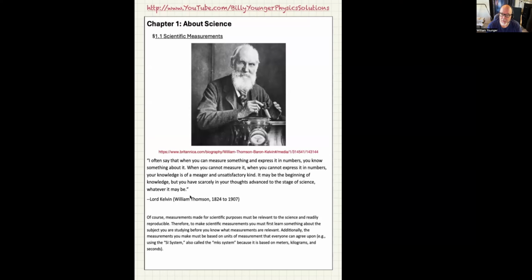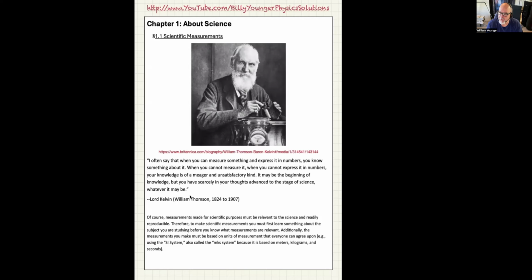So, whatever subject we're talking about, until you can make a measurement and it be a relevant measurement, it's not really approaching science yet. And of course, measurements require numbers, and therefore, numbers require math, and therefore, science requires math, which we'll get to a little bit later. I did mention here at the bottom another statement. Of course, measurements made for scientific purposes must be relevant to the science and readily reproducible.